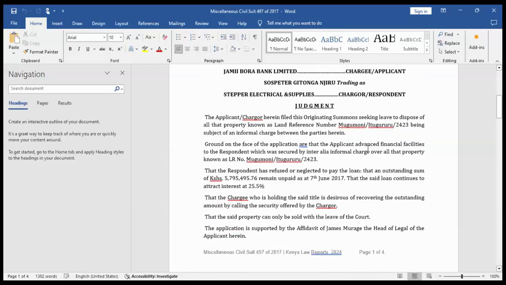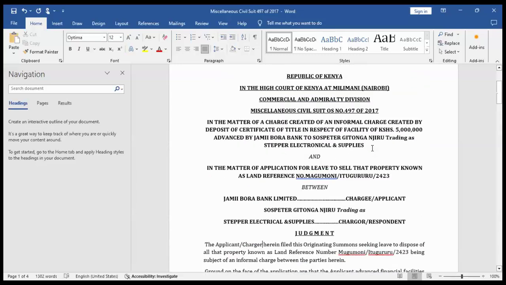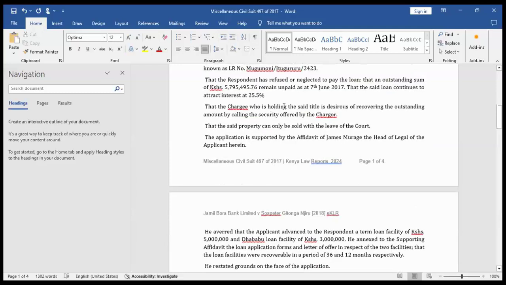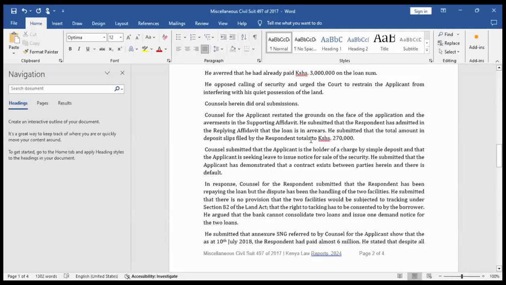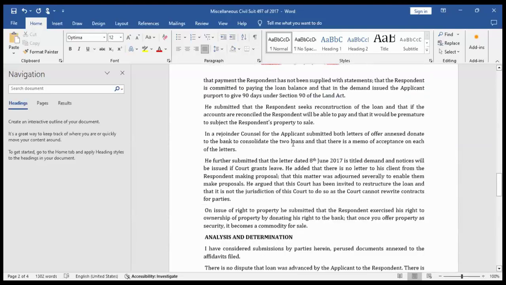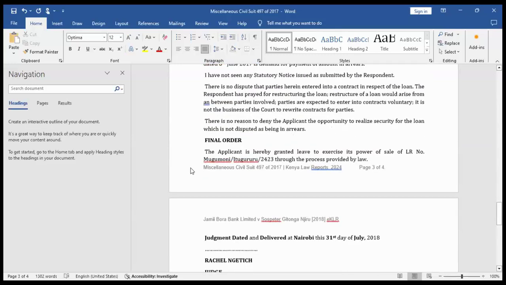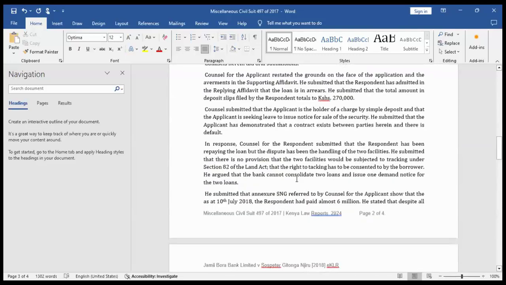So, the grounds on the face of the application: the applicant advanced a financial facility to the respondent. So here is the chargee, not chargor. The applicant is the chargee, through an originating summons. The respondent had refused, so the chargee was holding the title and was desirous of recovering the outstanding amount by calling in the security. So remember, he must go to court in order to be able to sell the property. And it was given: the applicant is hereby granted leave to exercise its power of sale through the process provided under the law. So this is a very good case.